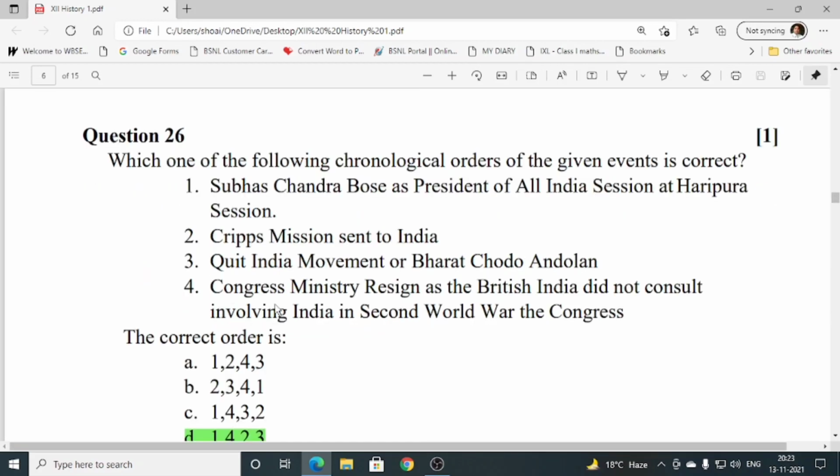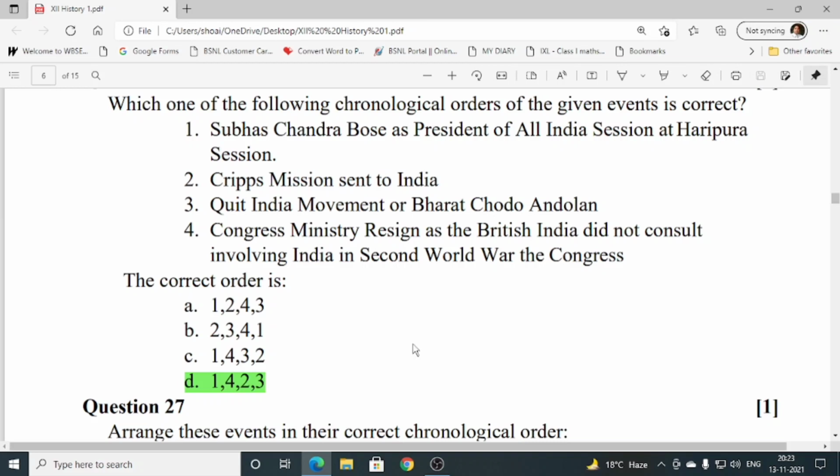So please children, you need to have patience. Which one of the following chronological orders of the given events is correct? Out of these 1, 2, 3, 4, we have to arrange them in chronological order. As you have seen, I have already arranged 1, 4, 2 and 3. First one is Subhash Chandra Bose as president at the Haripura session of the All India Congress, that is in 1938. Then next, number 4, Congress ministries resign. Then number 2, the Cripps mission was sent to India.